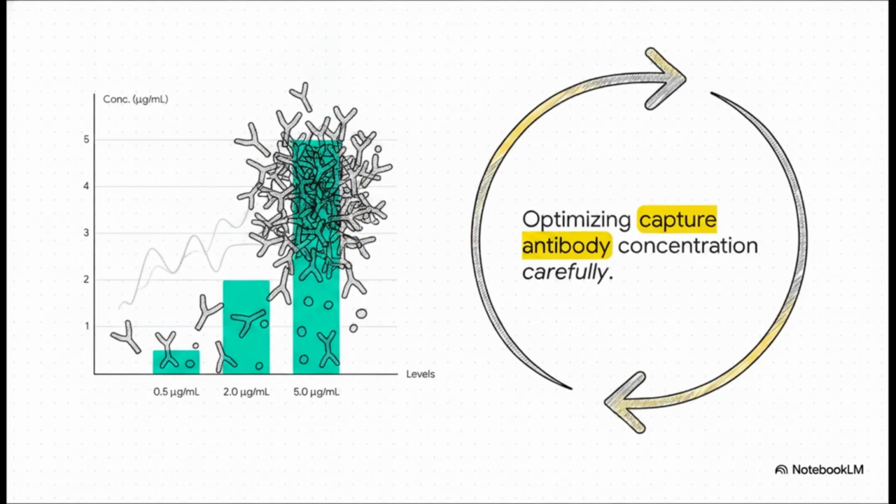But here's the trap, and we've all fallen for it. Blindly pushing your capture antibody to the highest concentration will not automatically yield more signal. In fact, jumping straight to 5 micrograms per mil often causes severe plate saturation and steric crowding. Basically, the antibodies are packed so tightly together on the plate that they can't even effectively grab the antigen. It's a classic case of more definitely not being better.